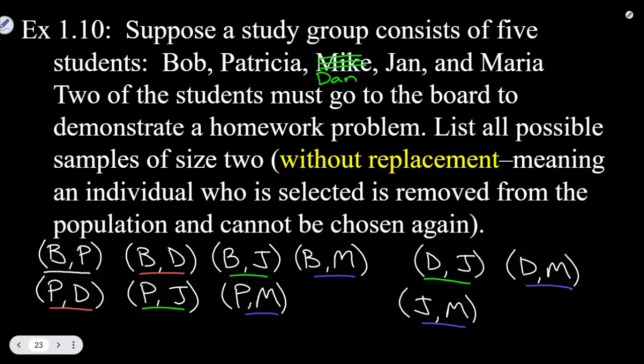So she's already had all of her different samples written down in our list. If we look at this list, we've got 1, 2, 3, 4, 5, 6, 7, 8, 9, 10 different samples of size 2, where we're looking at who could be chosen.